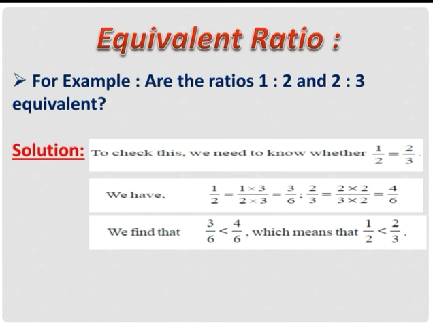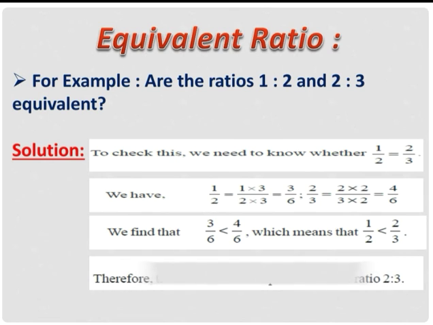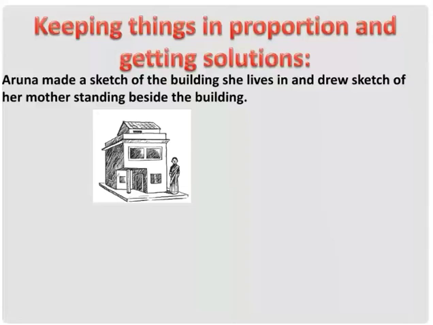We find that here 3 upon 6 is less than 4 upon 6, which means 1 upon 2 is less than 2 upon 3. Therefore, the ratio 1:2 is not equivalent to the ratio 2:3. Keeping things in proportion and getting solutions.